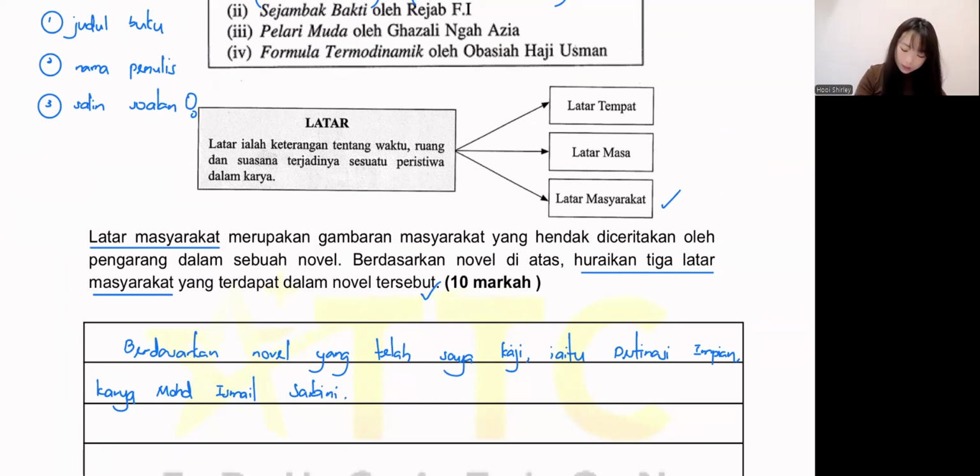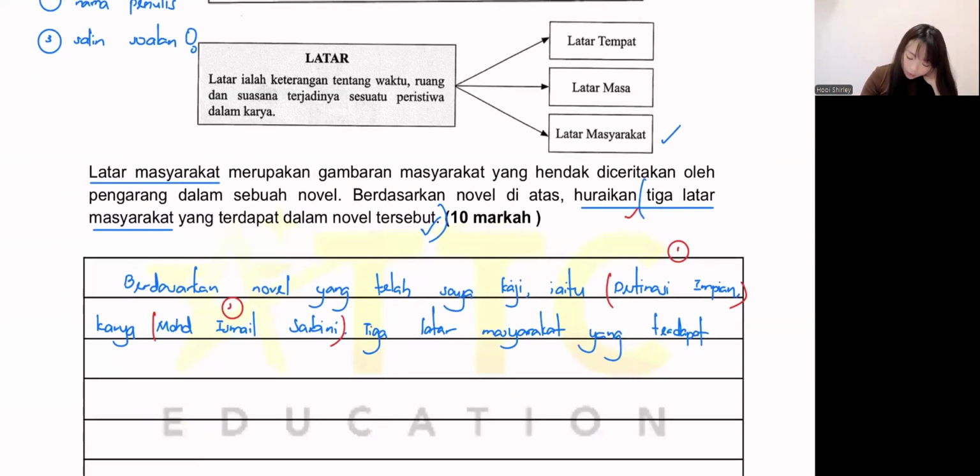Okay, then we have finished the first step, which is the title, and the second step, the author name. The third step is where we need to salin the soalan, because we need to include whatever it is asking. So, 3 latar masyarakat yang terdapat dalam novel tersebut, termasuklah, which means include. Then you write down the first contoh peristiwa, which is the answer.